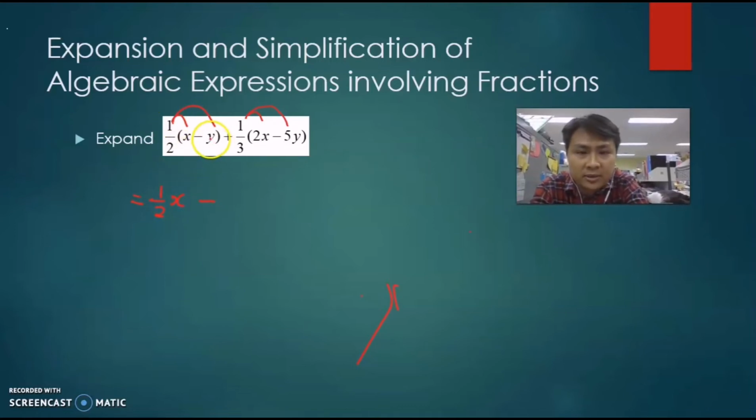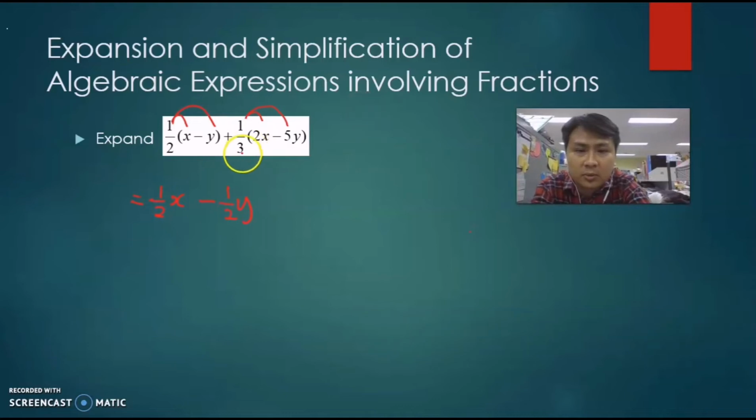Then half times negative 1. When there's no number in front of y, it means it's a 1 here. So half times negative 1, you can use a calculator or just mental calculation, it will give you half. So this one will be half, and we follow with the y here. So half times negative y will end up with negative half y. Now we move on to the third expansion.